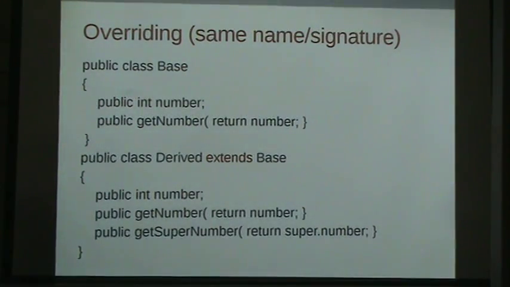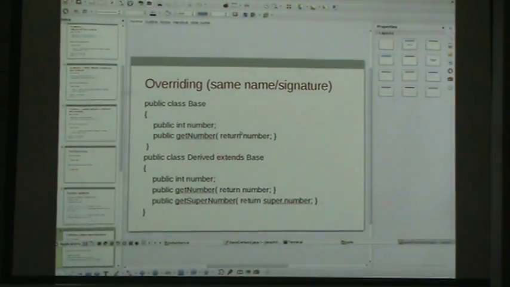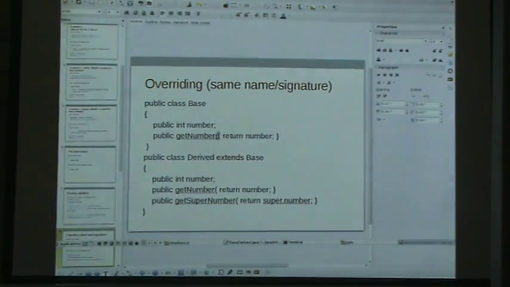Should there be a parenthesis? Yeah, I was just thinking there should be parentheses. So getNumber should be like this. Yeah, right, like that.